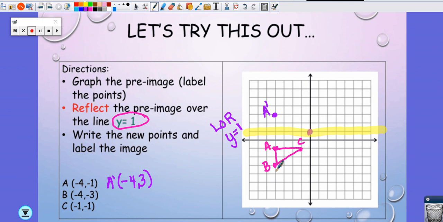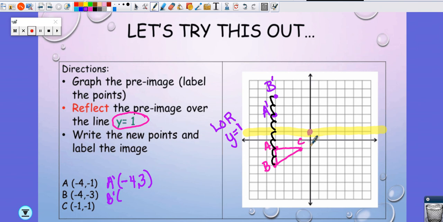Okay, so to get B prime, I need to count, and I'm going to do it in black so you can see how I'm counting. 1, 2, 3, 4. So it takes me 4 spots to get to the line of reflection. So I need to go 1, 2, 3, 4, and that's going to get me my B prime. You may figure out the math, I don't know. You may not. But there is adding or subtracting you can do here. But this way, I feel like it's a little easier.